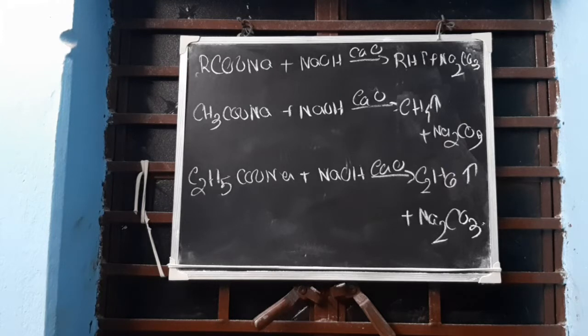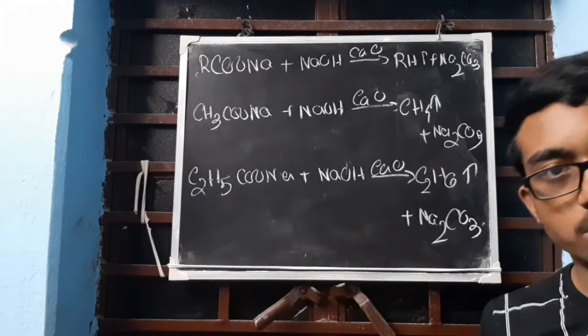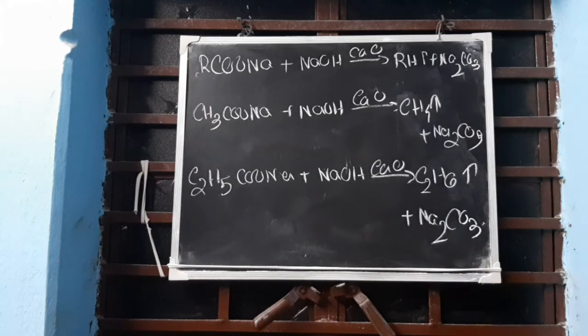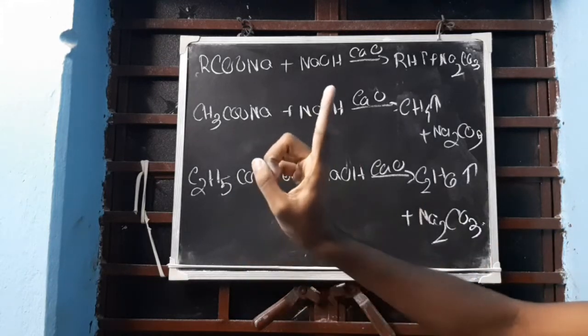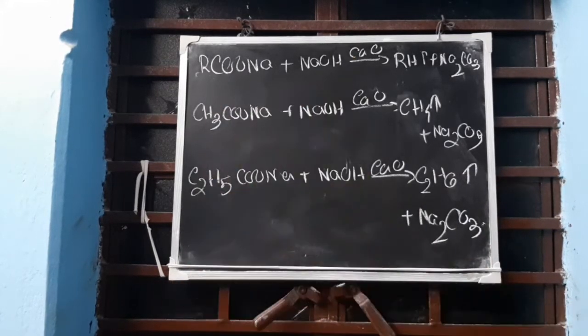So this is one of the processes. The other processes I have to read. So this was laboratory preparation of methane and ethane. Next we are coming to other methods.